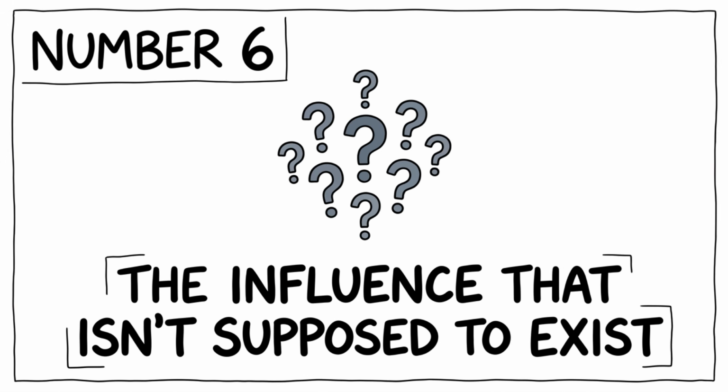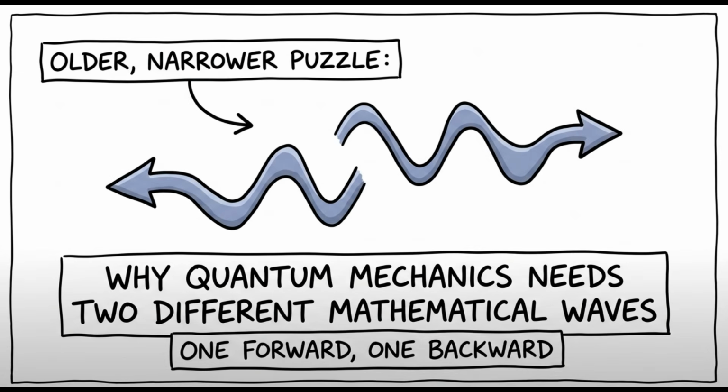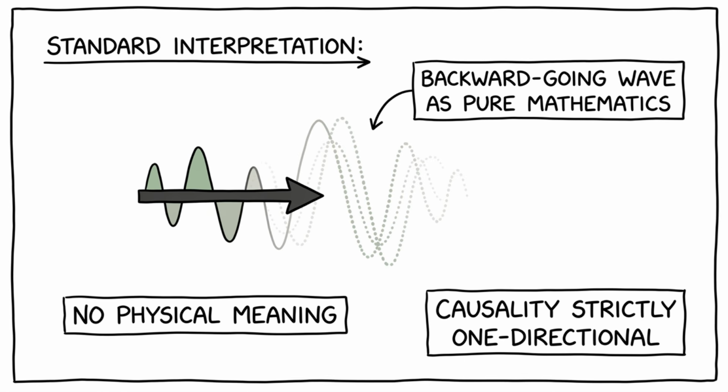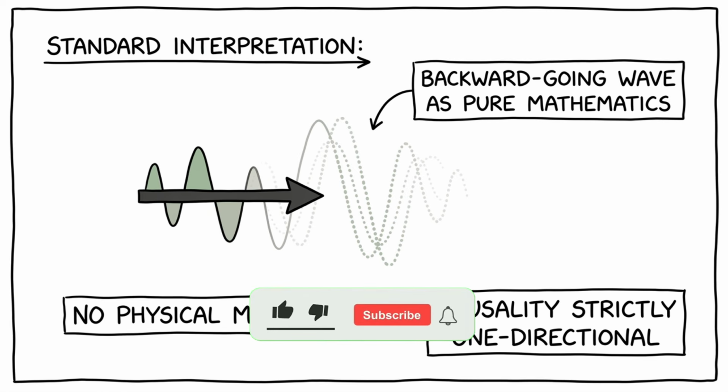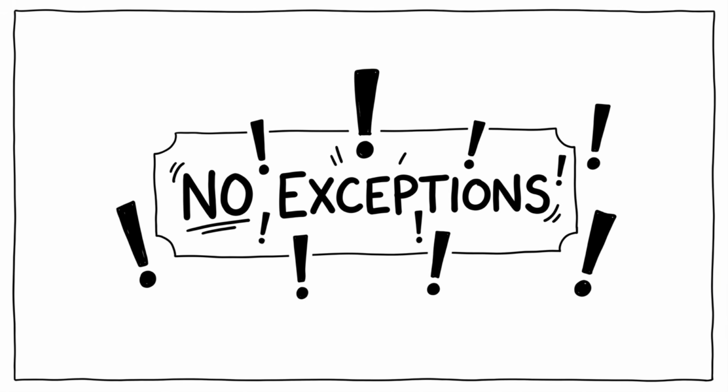Number 6, the influence that isn't supposed to exist. In 1986, physicist John Cramer wasn't trying to overturn causality. He was trying to solve a much older, narrower puzzle: why quantum mechanics needs two different mathematical waves, one going forward, one going backward, to correctly predict experimental outcomes. The standard interpretation treats the backward-going wave as pure mathematics, with no physical meaning, and causality as strictly one-directional. Cause always precedes effect. No exceptions.